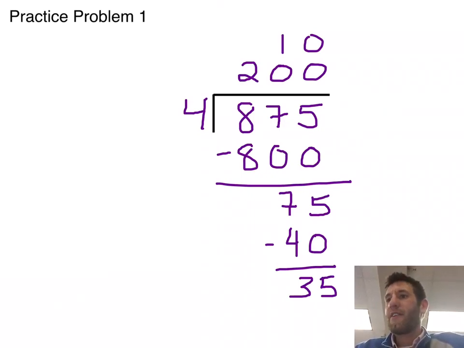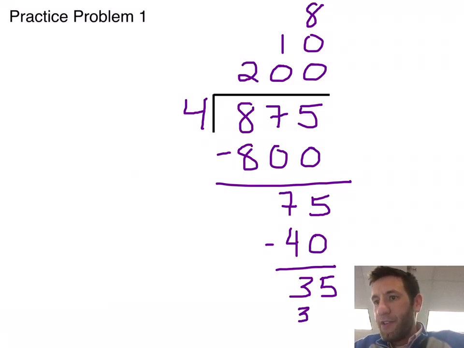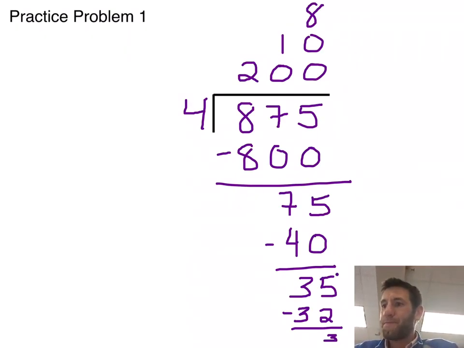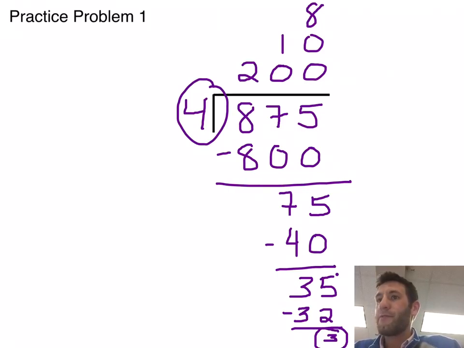I know that there are at least 8 because that would be 32. So I could say 8. And I know 8 times 4 is 32. And I'm going to subtract. 5 minus 2 is 3. 3 minus 3 is 0. So now I know that my divisor is larger than the last number I have here, which means that 3 that you can see down here is my remainder. It's what I have left over.